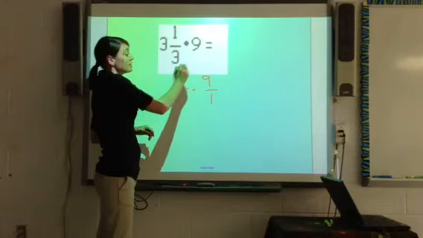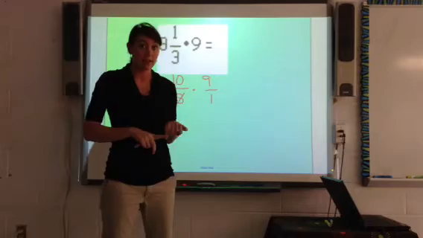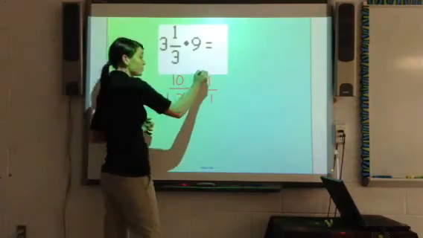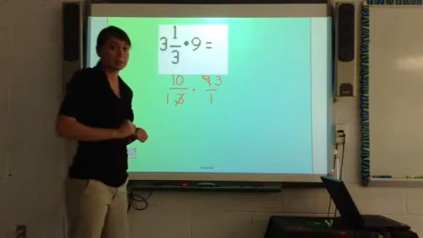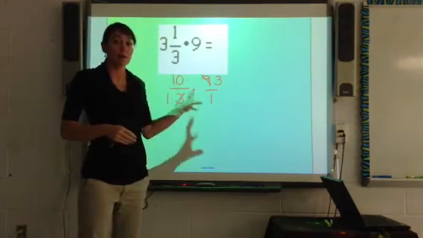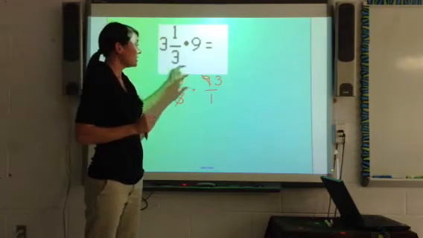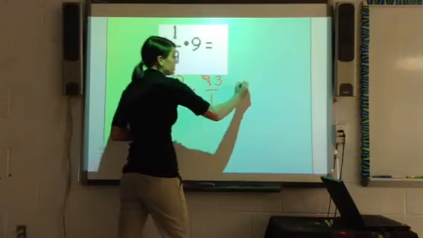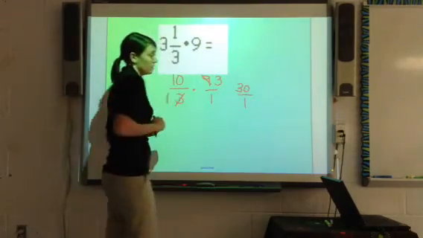I do the same thing in my numerator. I say, how many times does 3 fit into 9? Since 3 fits into 9 3 times, I'm going to cross out that 9 and I'm going to make it a 3. I'm ready to multiply straight across. I don't have to worry about negative numbers because everything is positive. 10 times 3 is 30. 1 times 1 is 1.